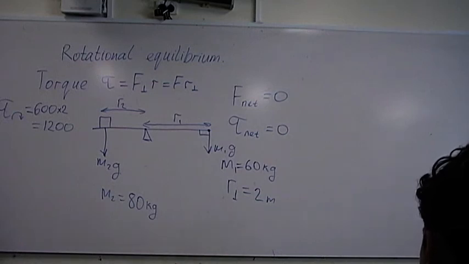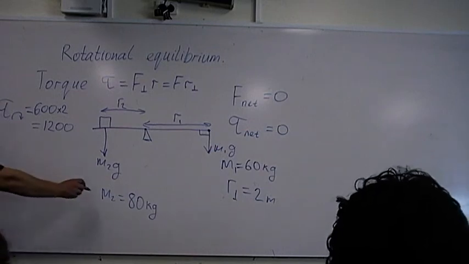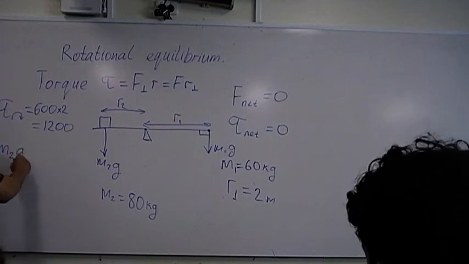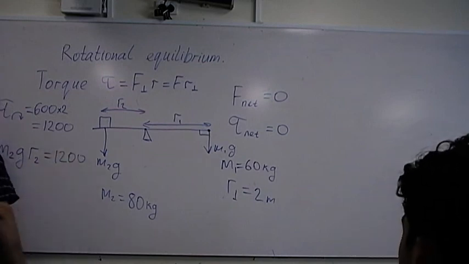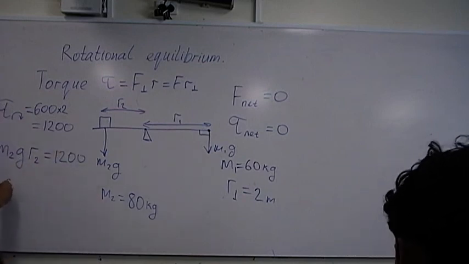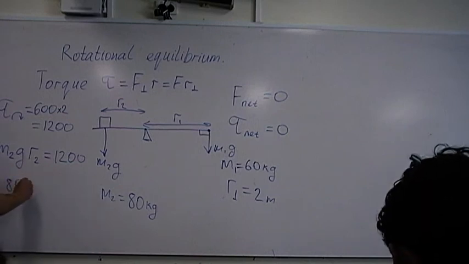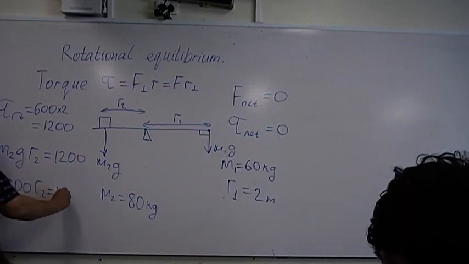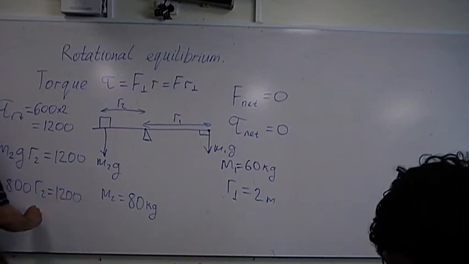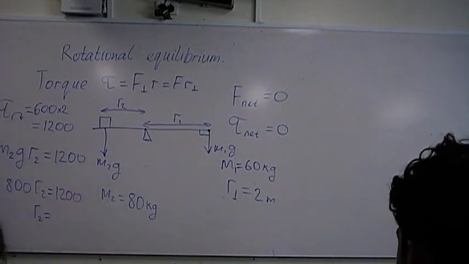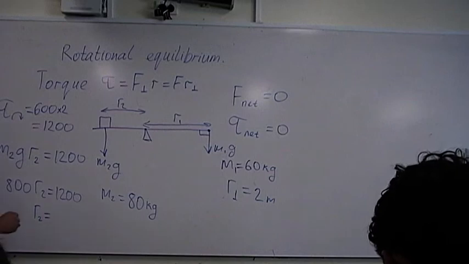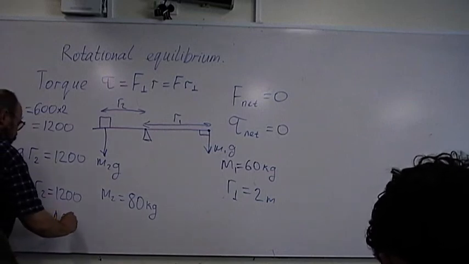Torque anti-clockwise. Now, to be in equilibrium, the torque anti-clockwise has to be the same. So we should have that m2g times lever arm R2 has to be equal to the same 1200. So we have 80 kilograms times 10, times R2 equals 1200. From here, what will R2 be equal to? We divide both sides: 1.5 meters.